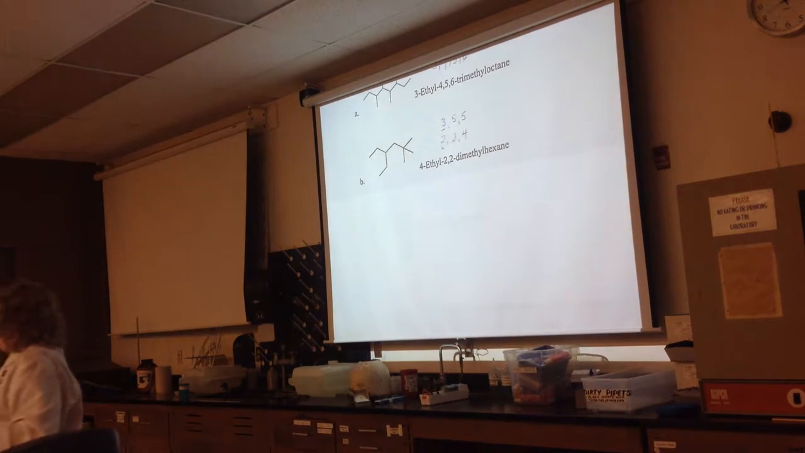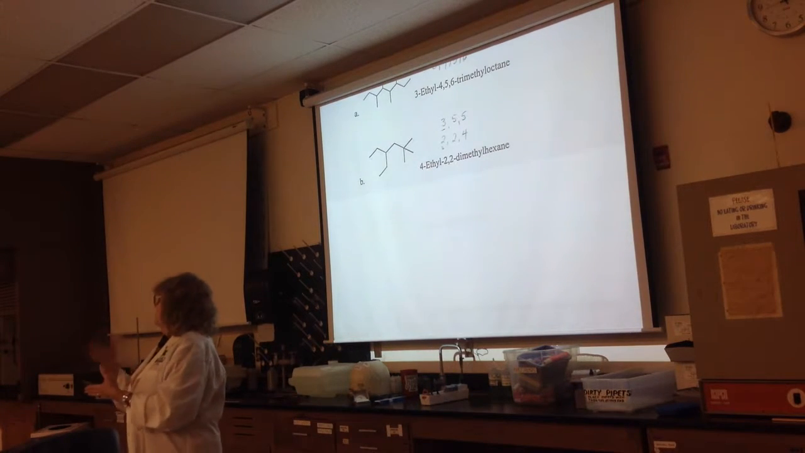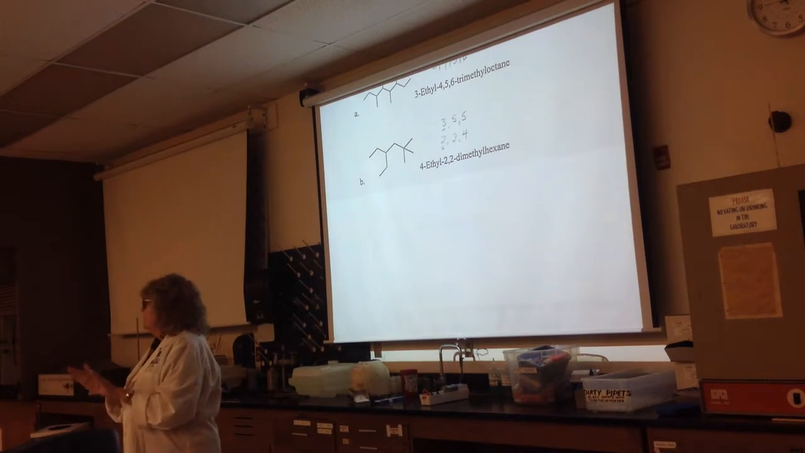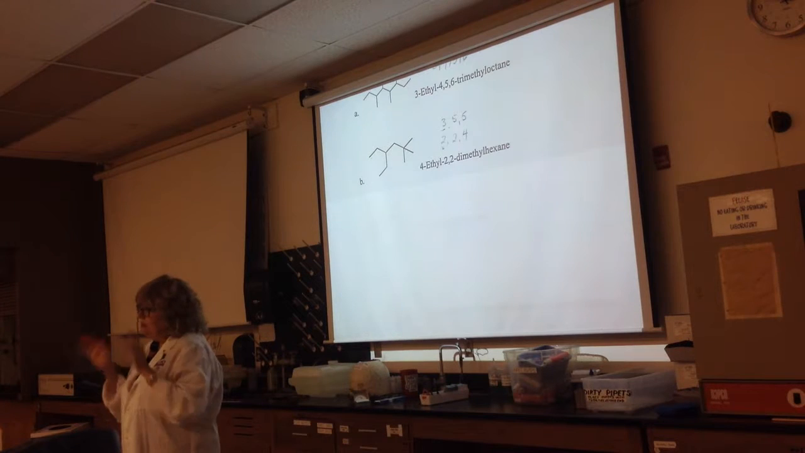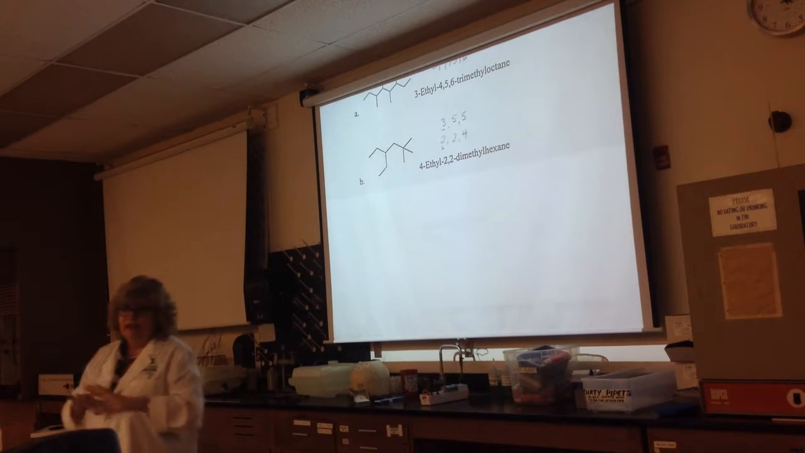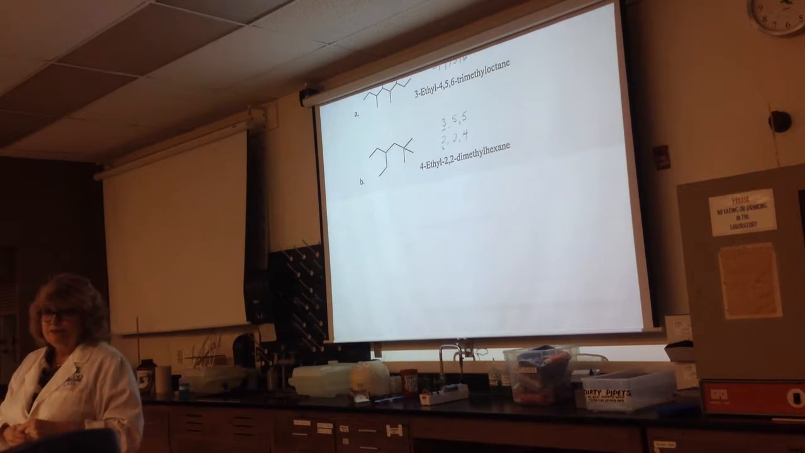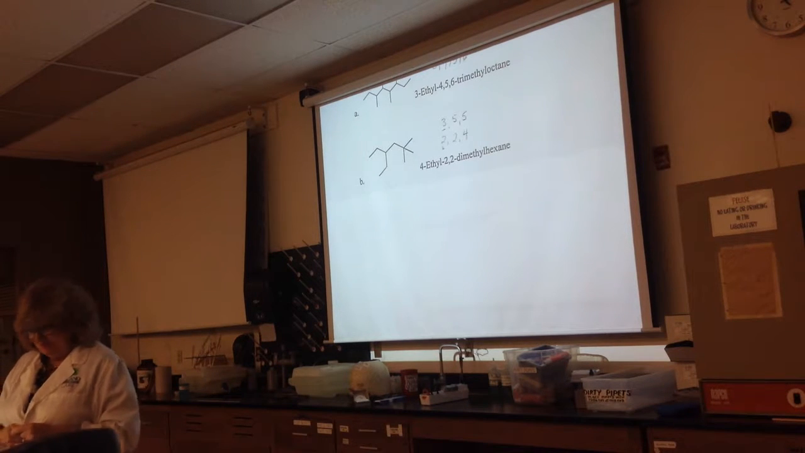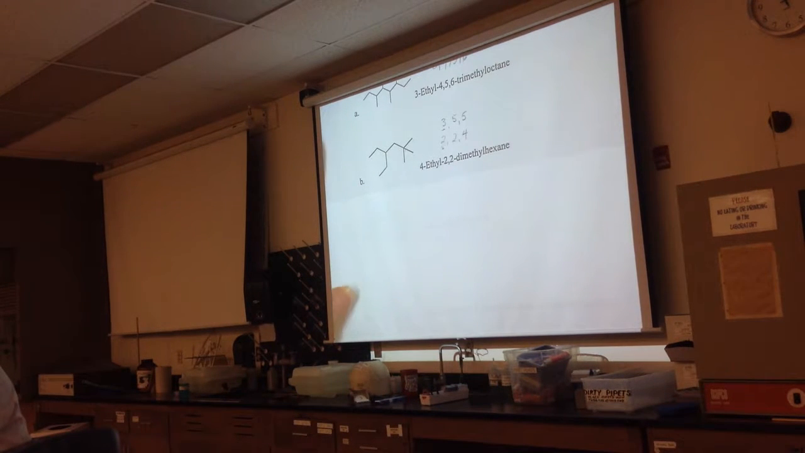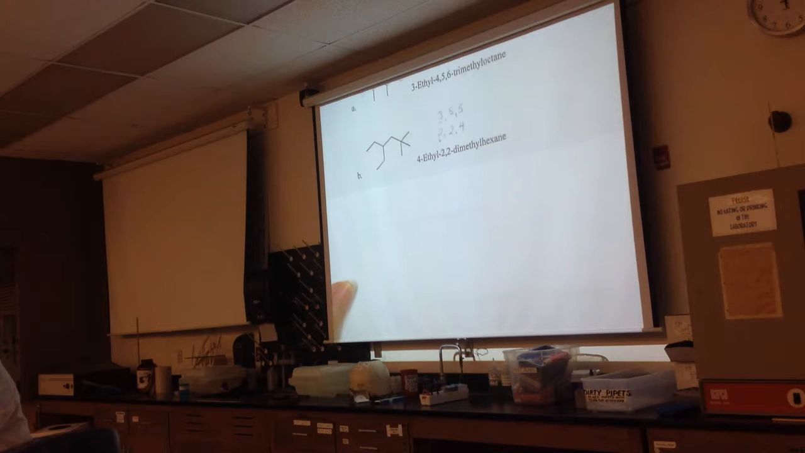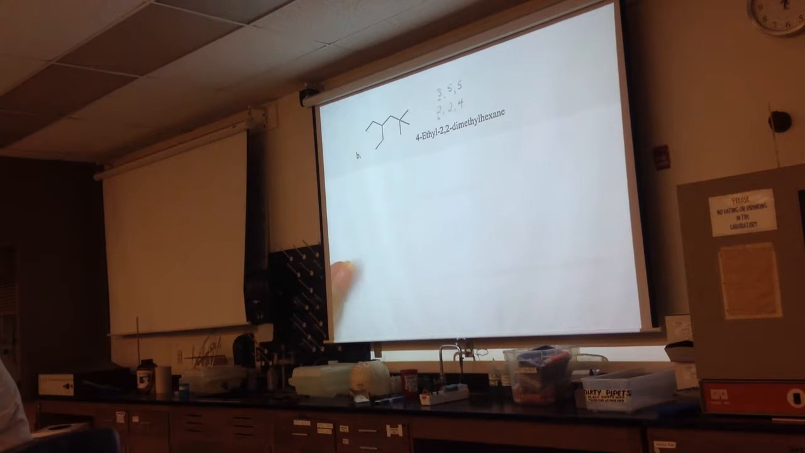You don't have to multiply, divide, or do integrals. All you look at is the first number. The first number being the lowest, that's overall it. And then you just organize the name in alphabetical order. So the name is 4-ethyl-2,2-dimethylhexane.